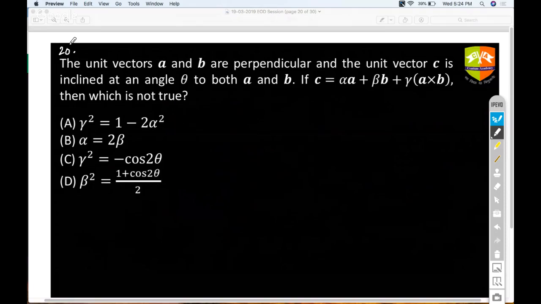So alpha, beta, gamma here are scalar quantities. A, B, C are unit vectors. Okay, Sai also says option B.